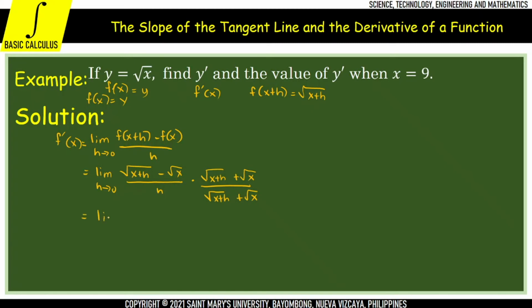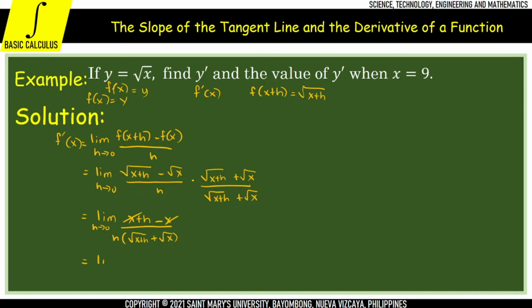Meaning, we can now multiply correspondingly square root of x plus h times square root of x plus h. That will be equal to x plus h. Next, negative square root of x times positive square root of x. Negative x. All over denominator, i-copy lang natin. So we have h multiplied by square root of x plus h plus square root of x as h approaches 0.